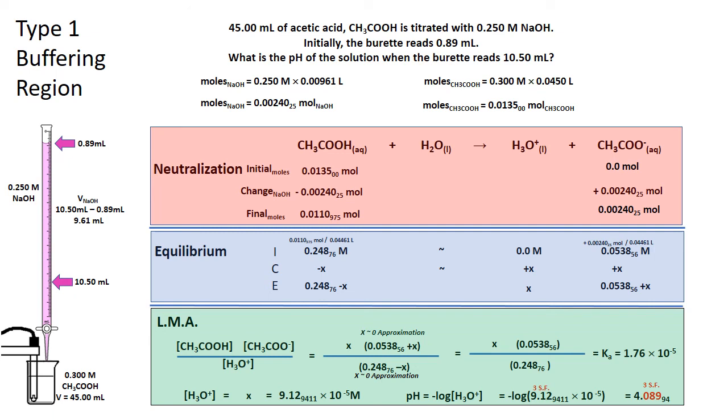4.08994. A simplified approach to solving type 1 buffering region problems where you can structure the problem beneath the equilibrium reaction, keeping in mind that neutralization simply shifts some of the acetic acid that starts out as a reactant on the left-hand side over to the product side, and then after we've done this neutralization, the equilibrium problem proceeds in much the same way as it did previously.